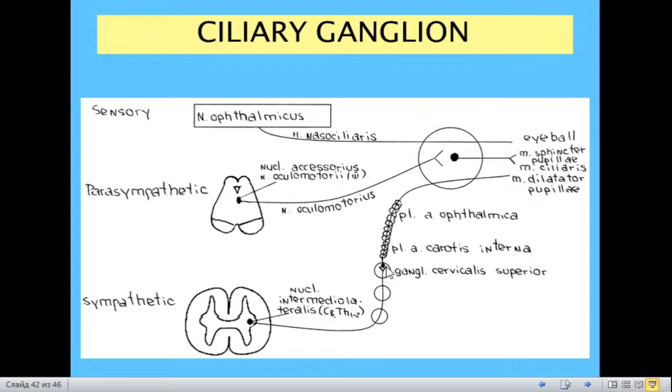After that, postganglionic fibers from this ganglion form plexus around internal carotid artery. After that, plexus around ophthalmic artery, and without any interruption they go through ciliary ganglion. After that, this ganglion gives off short ciliary nerves which carry three components: sensory, parasympathetic and sympathetic. Sensory component provides innervation to eyeball, parasympathetic component to musculus sphincter pupillae and musculus ciliaris, while sympathetic component supplies to musculus dilatator pupillae.